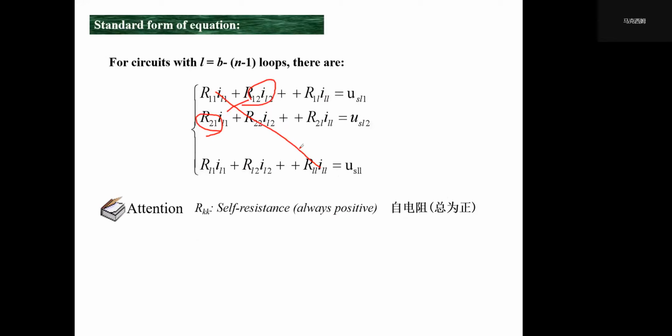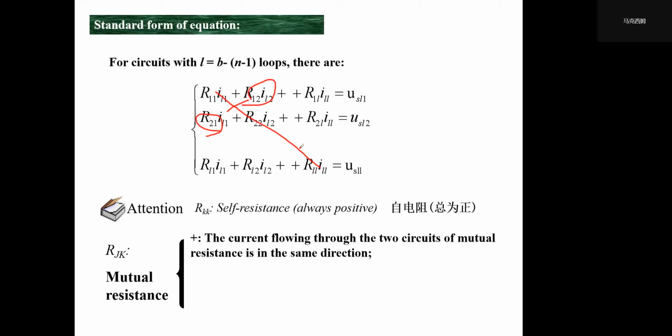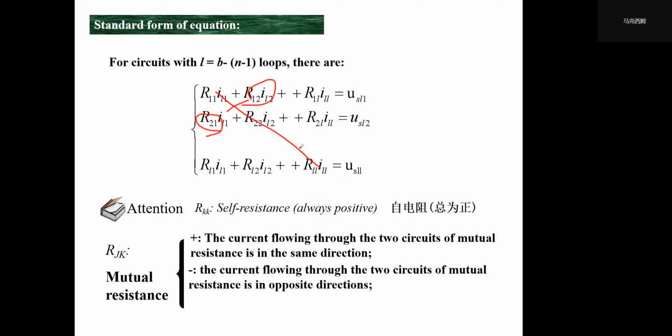Still, the self-resistance is always positive, and the mutual resistance, or common resistance, could be positive or negative. If the currents flowing through the mutual resistance of the two loops are in the same direction, we give it a positive sign. Otherwise, we give it a negative sign. So much for today. See you next week.